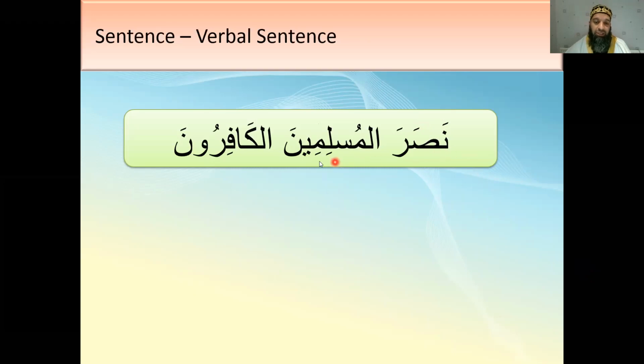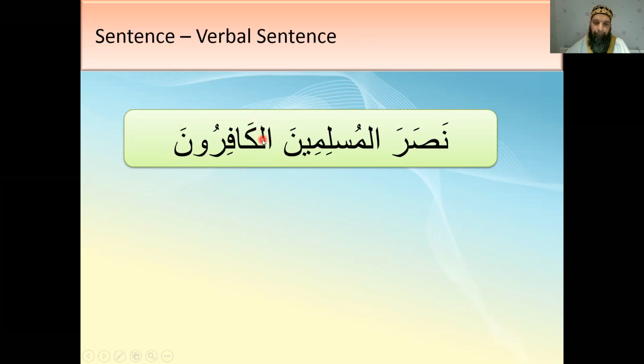Nasara al-Muslimin al-Kafirun. So Nasara again means he helped. Muslimin al-Kafirun. Who is doing the helping this time? The Muslim women? Nope. Kafirun. The disbelievers. Kafirun, the disbelievers, are doing the helping, because the disbelievers help the Muslims.